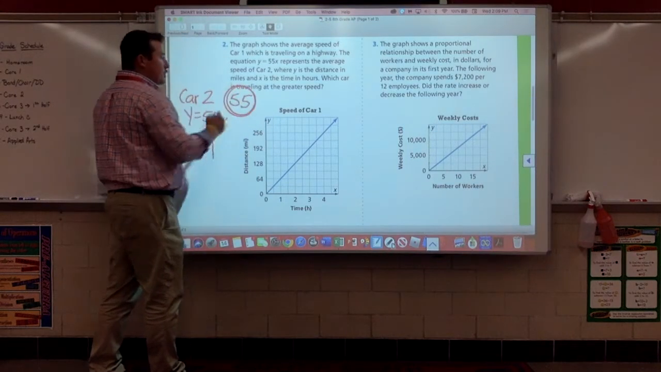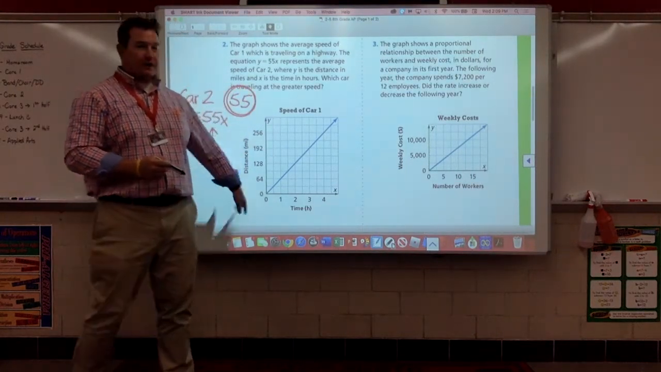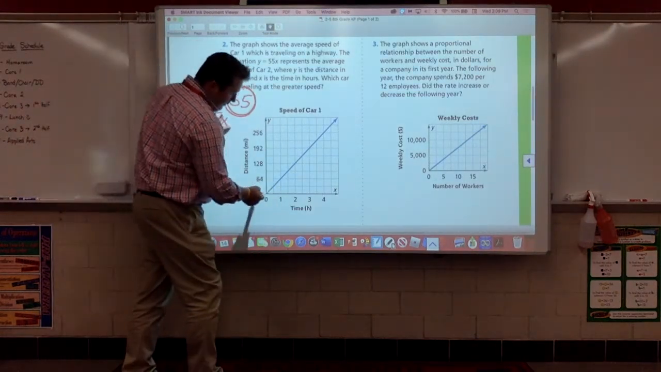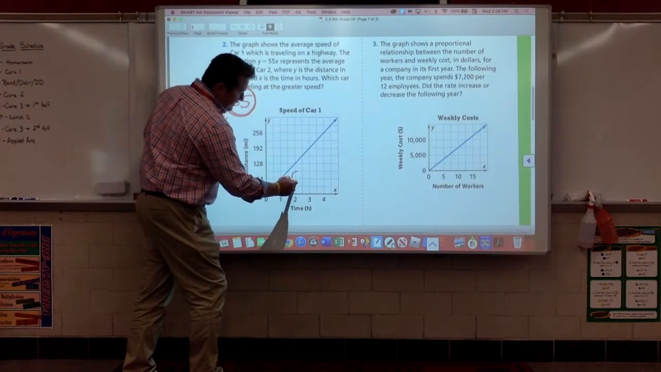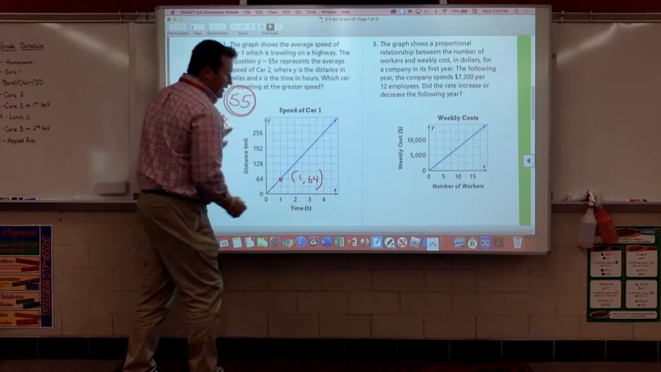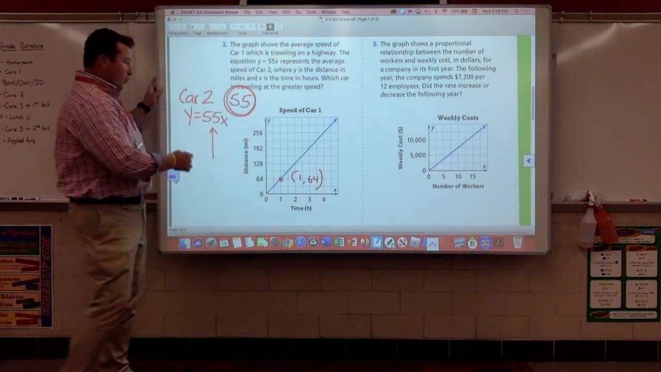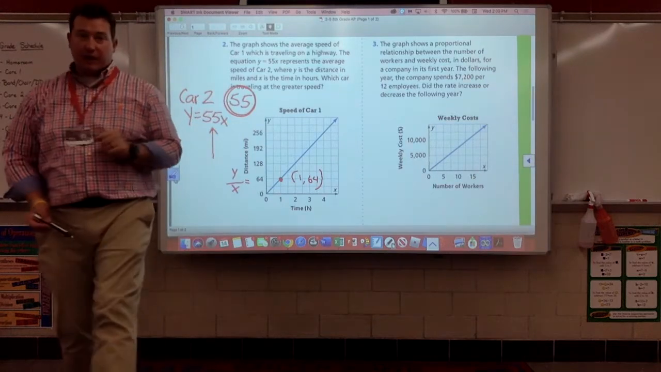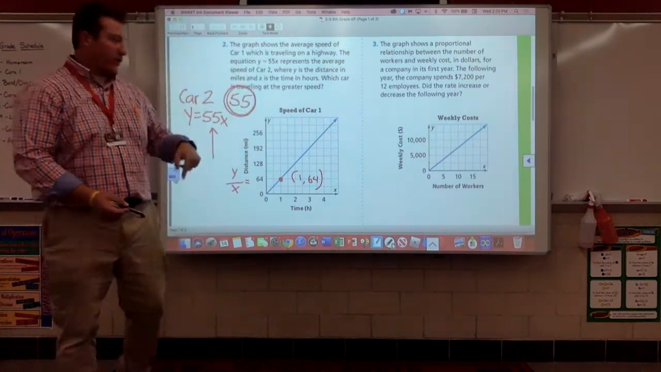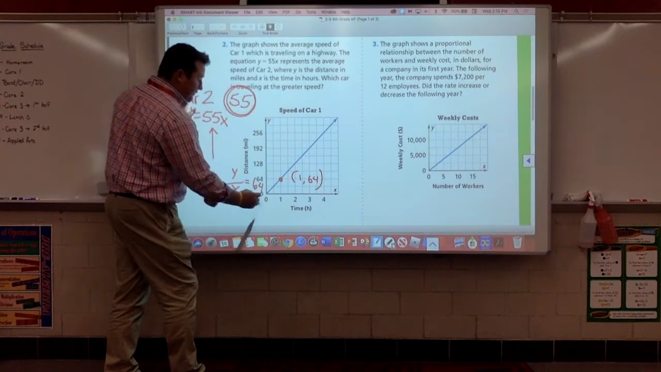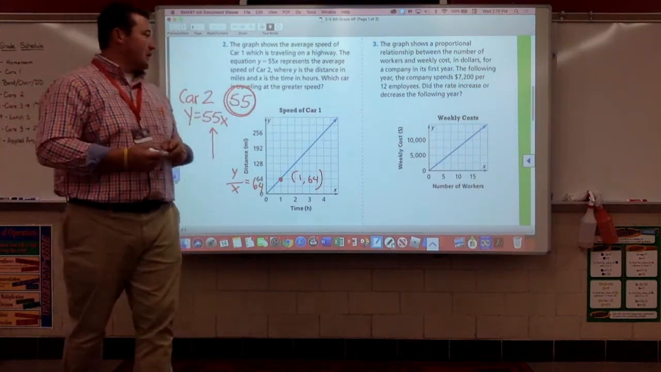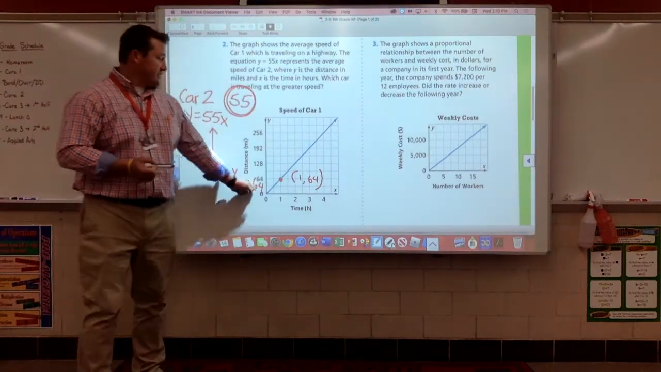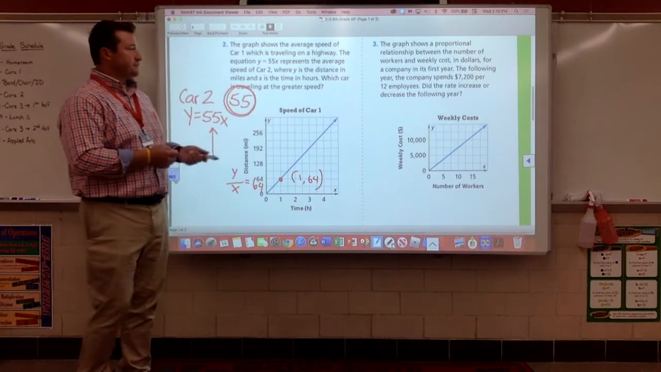Okay? So we need to compare that to car 1 that we see on the graph here. Again, does this one go through some nice points? Yes, it does. This happens to be the ordered pair 1 comma 64. Y divided by X. Why do we do that? So we can get the right unit rate. And in this case, we take 64, we divide it by 1. We still get 64. Now we can answer which car is traveling at the greater speed. That's right, it's car number 1. 64 miles an hour versus 55.